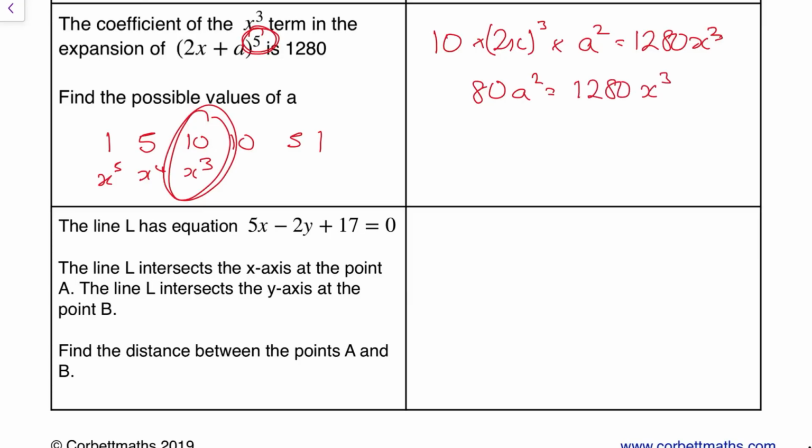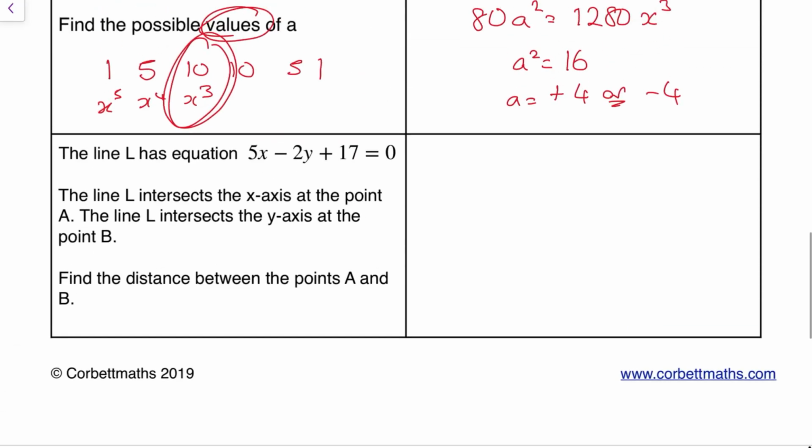1280x cubed, which means it does divide, doesn't it? Hopefully it's a square number. So 1280 divided by 80 is 16. I feel better now. So therefore a squared equals 16, which means a equals plus 4 or minus 4. Quick check of the question. Find the possible values. So it's a hint, there are 2 values. Good, question done. Next and final question today.